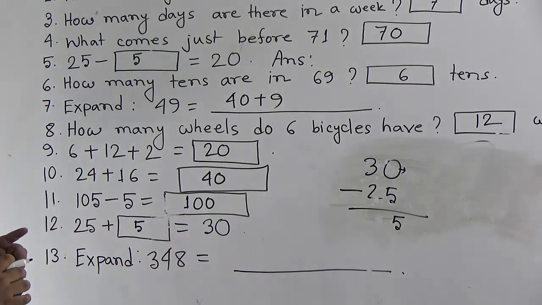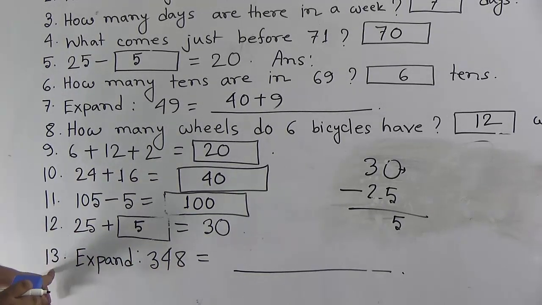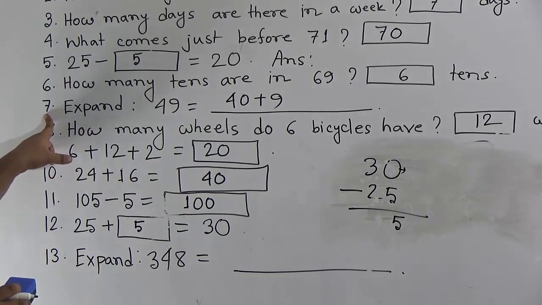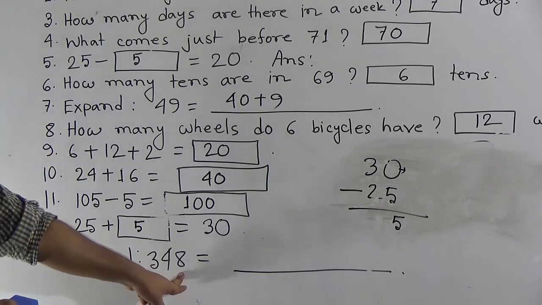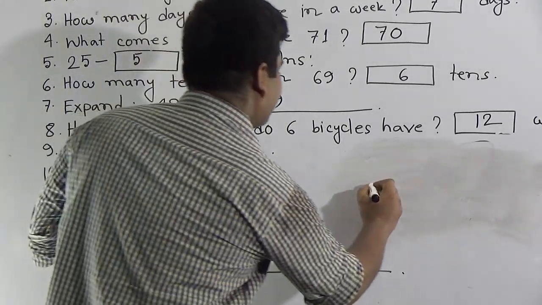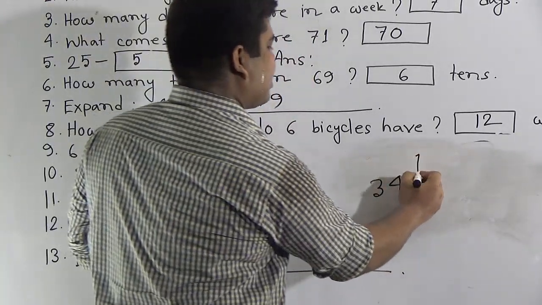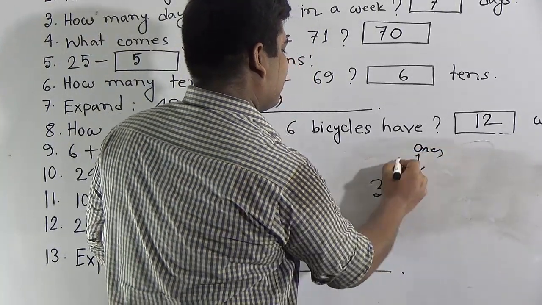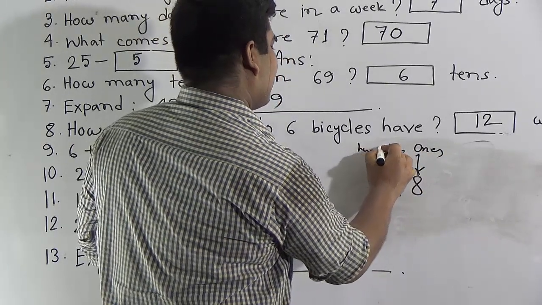And our last question is expand 348, which is similar to question number 7. We have already learned this, how to expand 348. So first of all we write this number. Here the number is 348. Here 8 is in ones place, 4 is in tens place and 3 is in hundreds place.